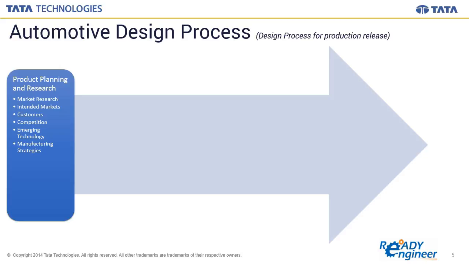Apart from all these things, there are a few things like emerging technologies. If we are going to design a car, what kind of technologies are we going to put in that? And above all, what manufacturing strategies are we going to put in? Are we going to use our own existing manufacturing, or are we going to expand our manufacturing and include something new in that? So these all are part of product planning and research.